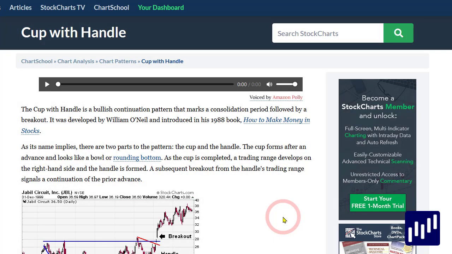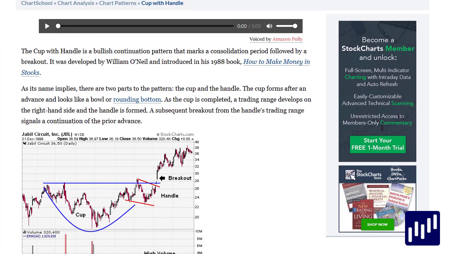So the cup with handle is a bullish continuation pattern. It typically marks a consolidation period, and that consolidation period follows what was a big advance. So it's kind of like the rest within the uptrend. It was popularized by William O'Neil of Investor's Business Daily, and he has the book from 1988, How to Make Money in Stocks. It is a classic, and I would suggest you take a look at it if you have not already.